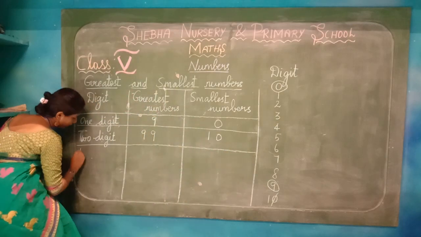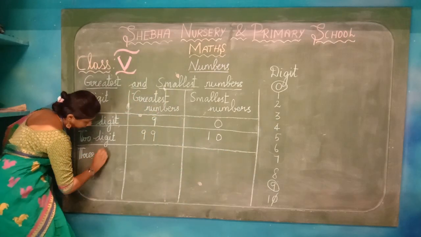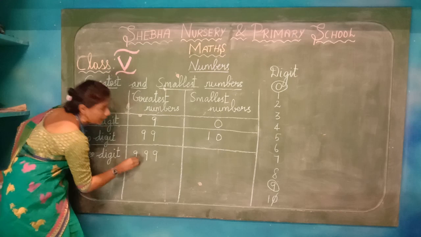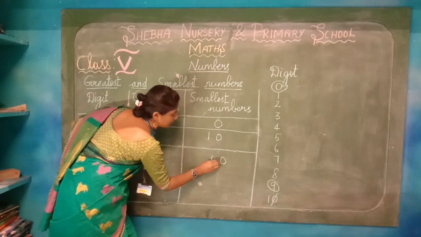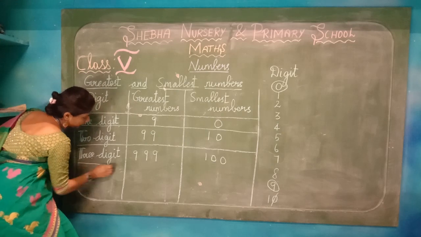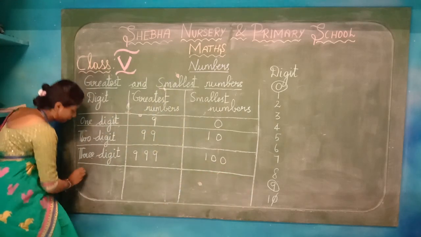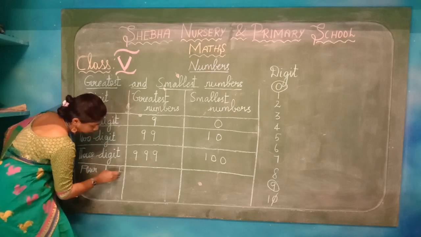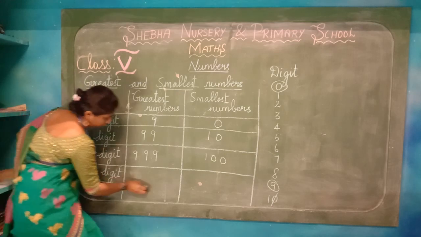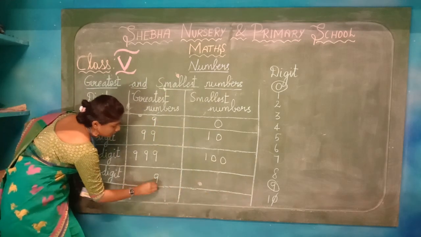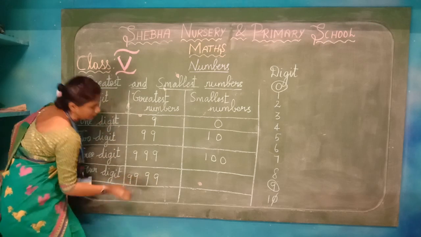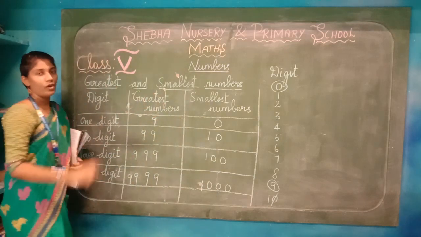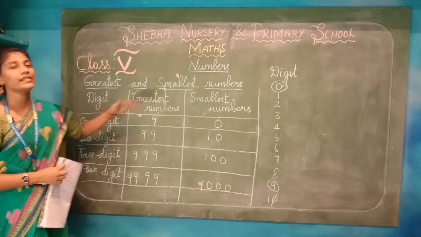And then next one, 3 digit. 999 and then 0, 0, 1. Okay children, next one you have to write 4 digit. 9,999 and then 3 zeros. You have to write 3 zeros and then 1. Okay children, this is the greatest and smallest number.